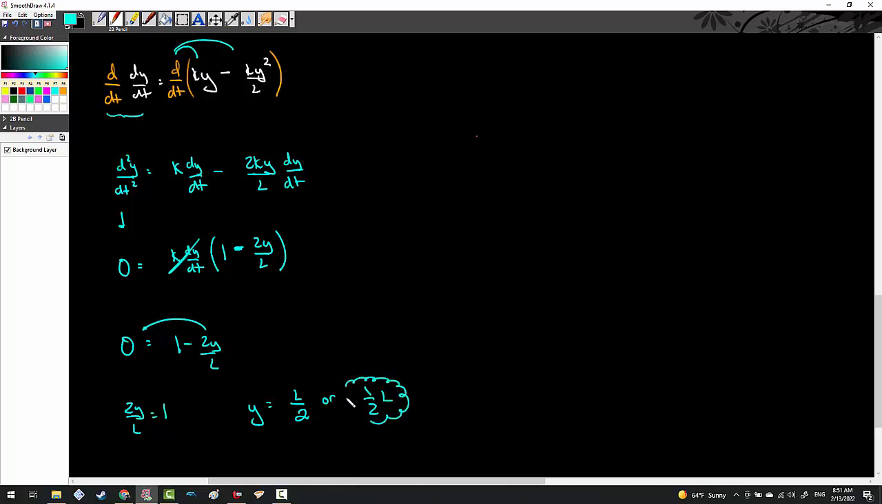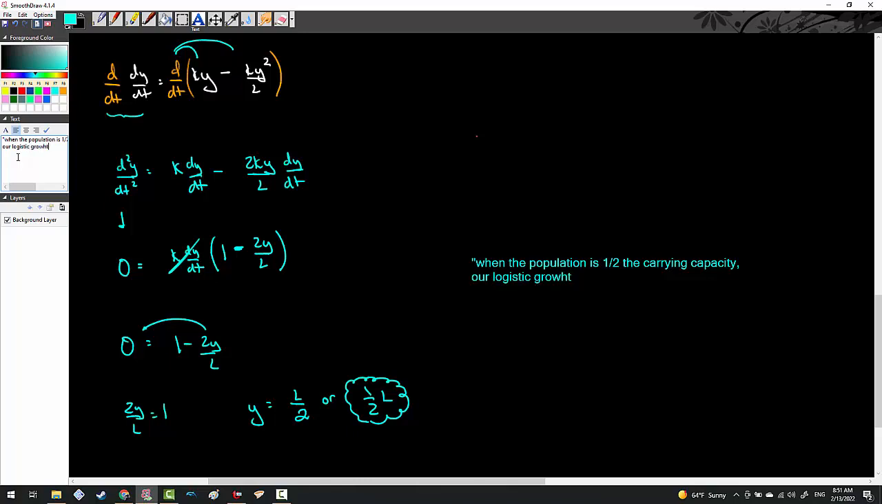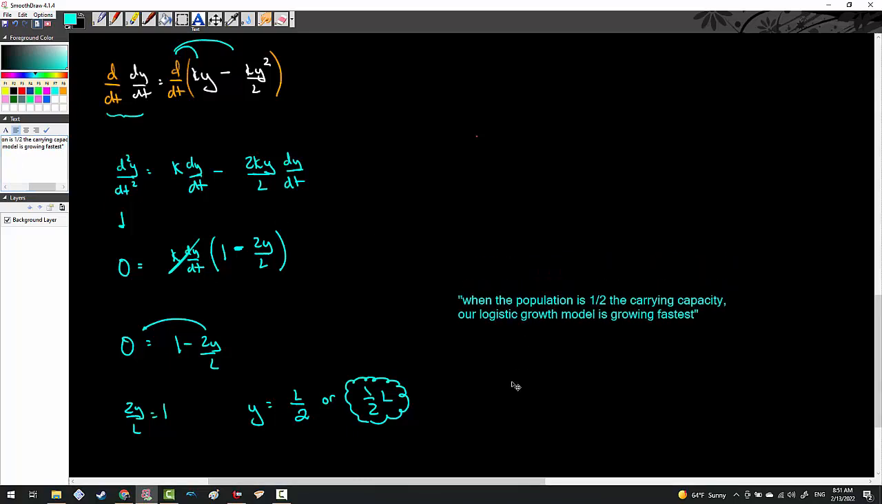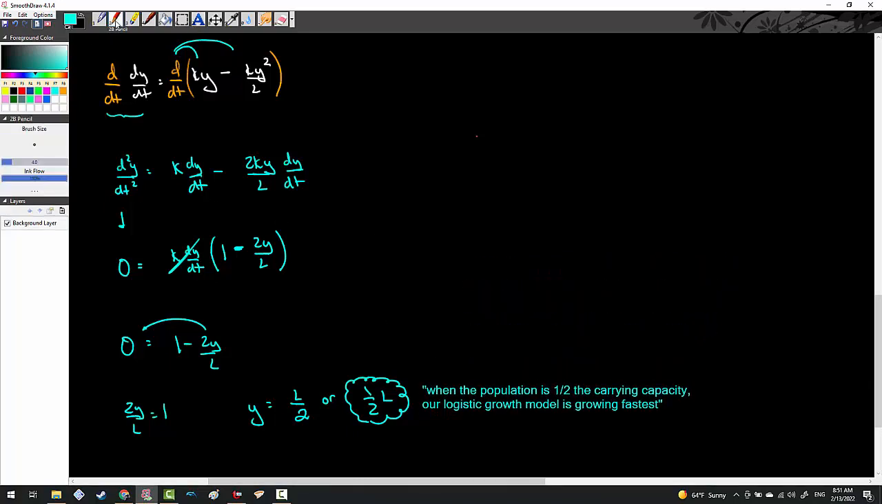In other words, what this is saying is that when the population is half the carrying capacity, because remember, y is the function that dictates the population at any given time, when the population is 1/2 the carrying capacity, our logistic growth model is growing fastest. And that's going to be really important. And if you can identify that really quickly, it's going to be helpful.